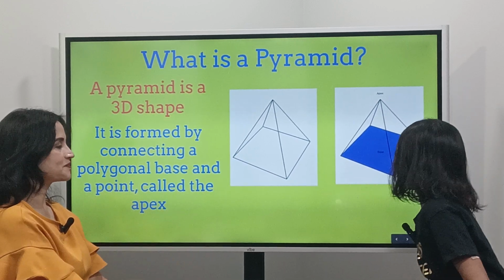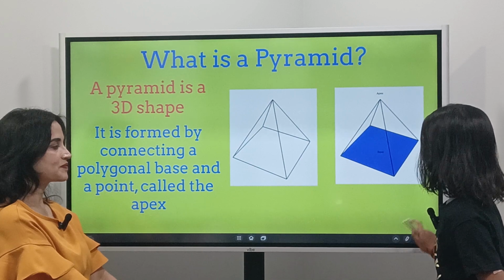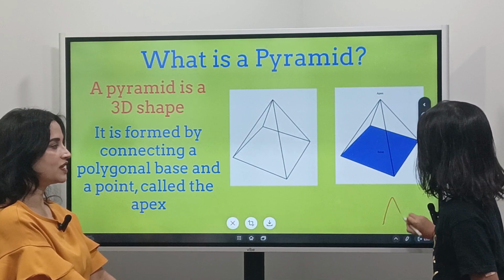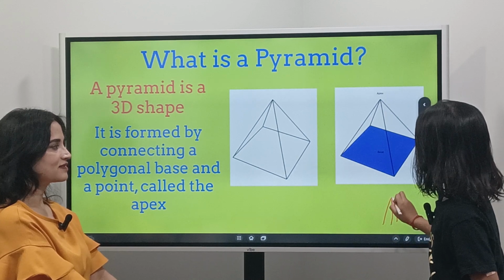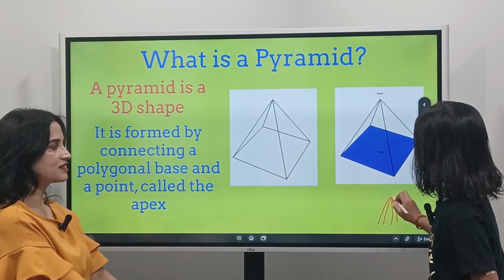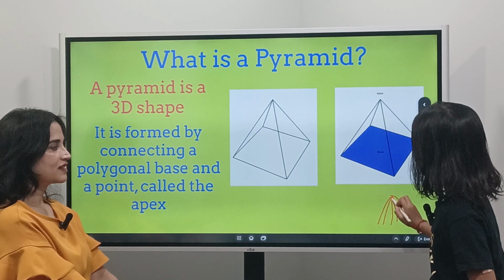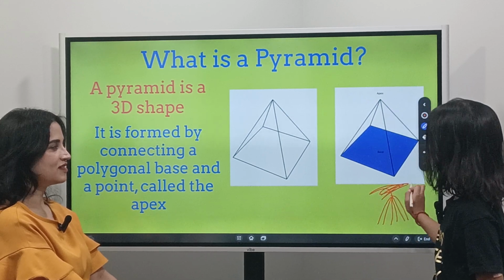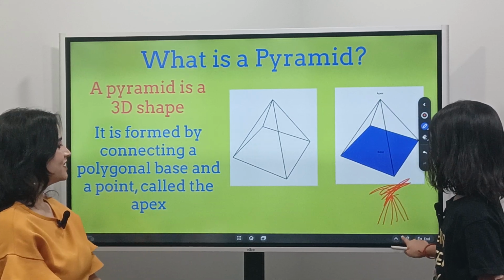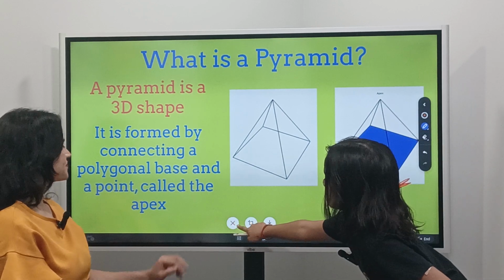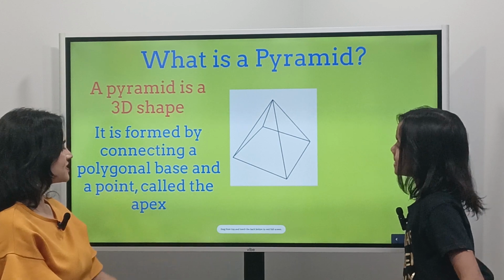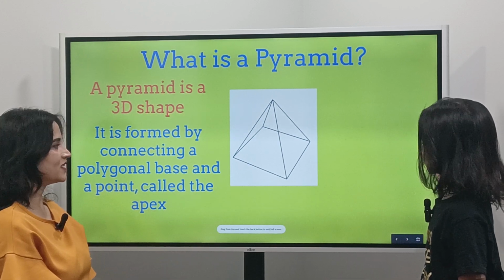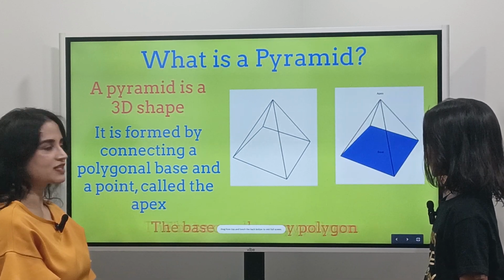Like this, it's all connecting at one point. It's like a mountain, right? Yeah, looks like a mountain. And then fire! Oh, a volcano. Okay, let's continue, Lina. Let's go to the next slide.